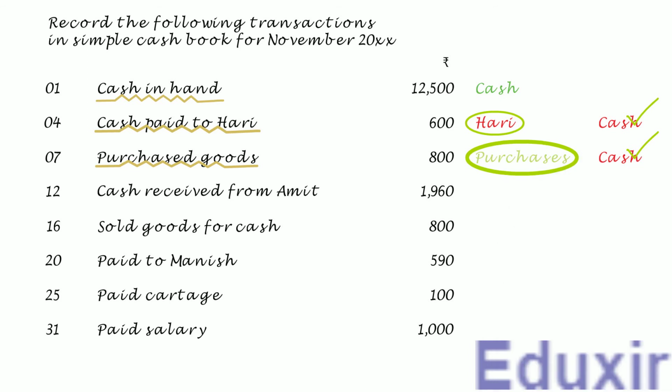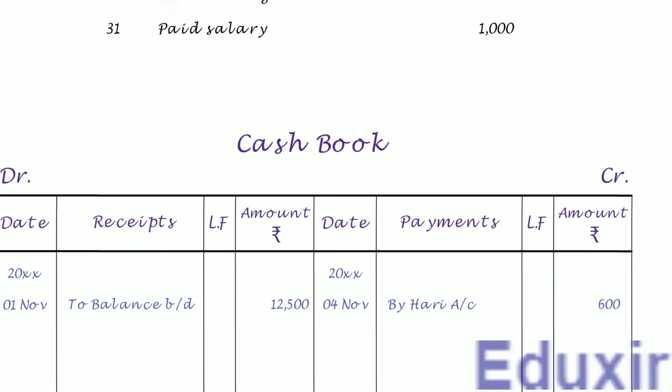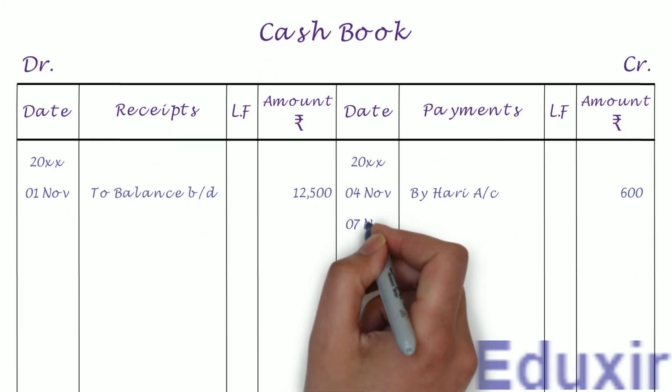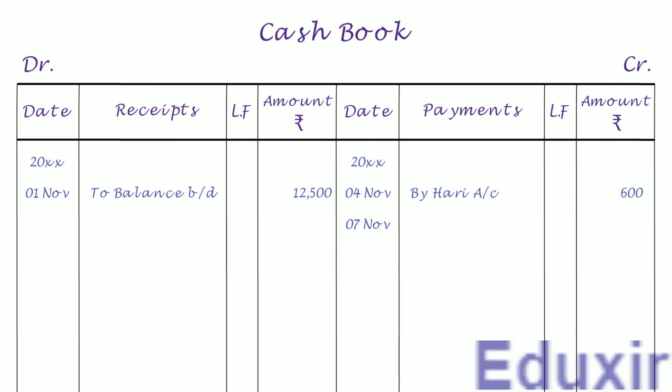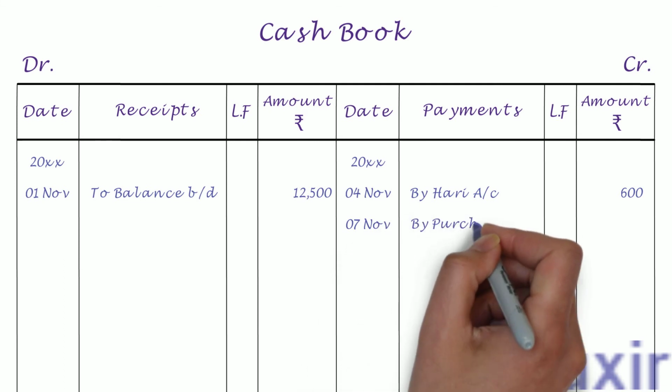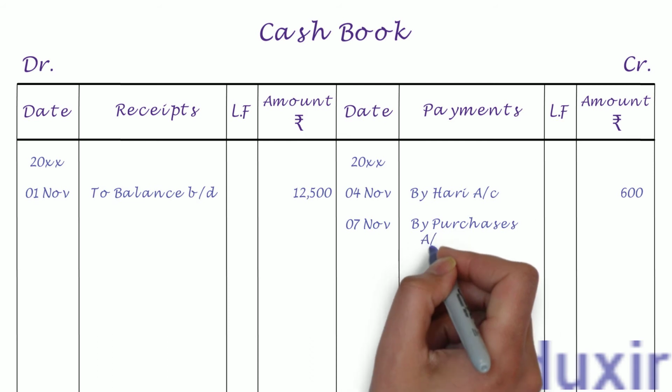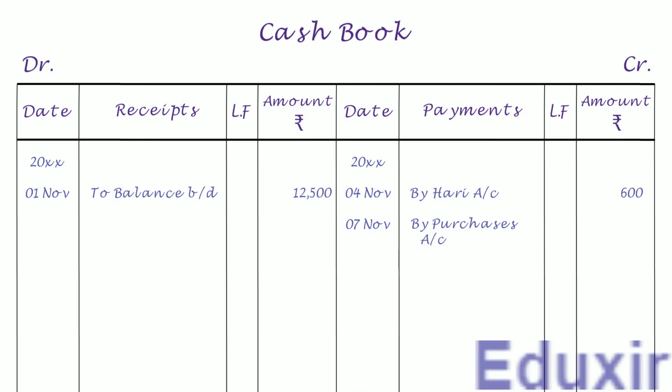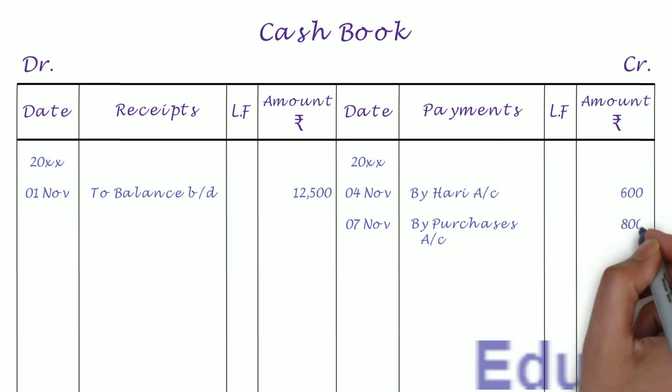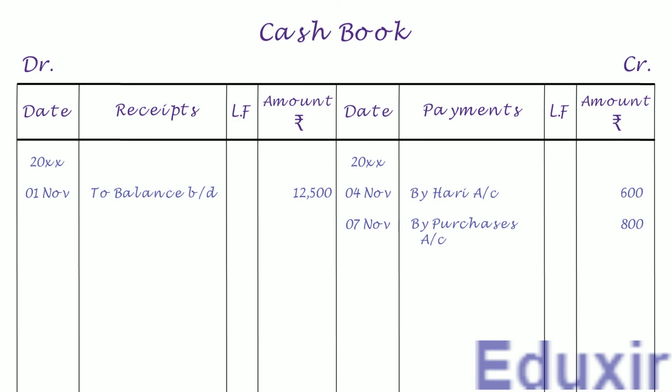With this analysis at our disposal, let us proceed with the posting of this transaction on the credit side of the cash book. Let us first record the date. Let us now record the purchases account in the payments column. Let us then record the credit amount of 800 rupees in the amount column. With that, we have completed the posting of this transaction into the cash book. Let us now take up the next transaction.